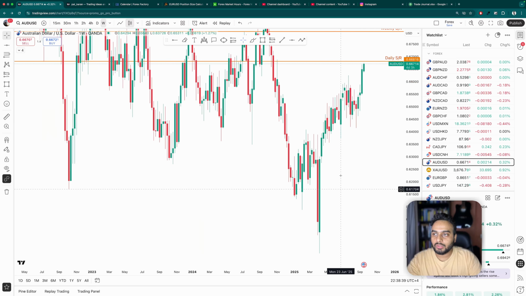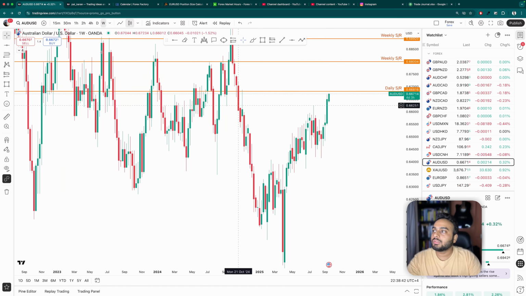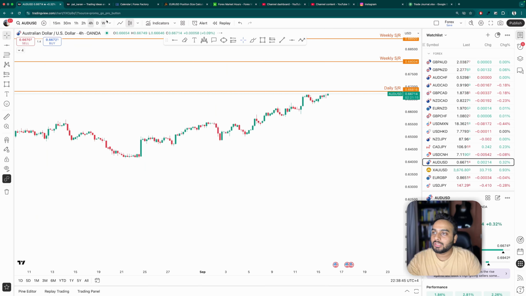This is the lowest point. Market broke here. Both the time frames are bullish. Now let's see 4 hour structure. Even 4 hour structure is bullish.